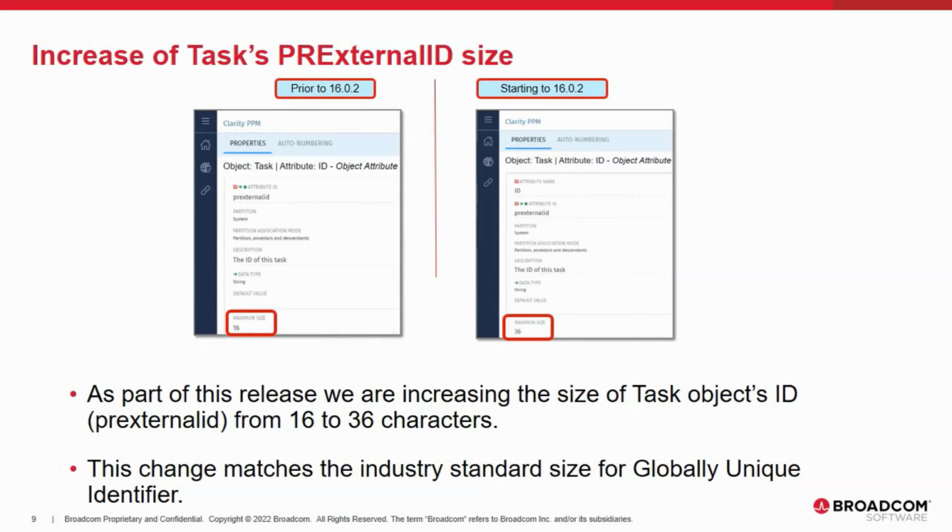To address that need, we have now increased the length of the task object ID, which is the PR external ID, from 16 characters to 36 characters. This should not have an impact on any of the existing data, but the new integrations or pulling in the data based on integrations will now support 36 characters.